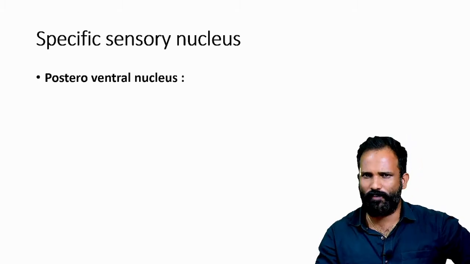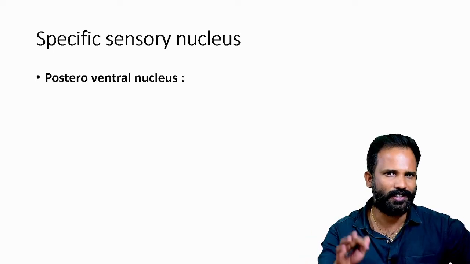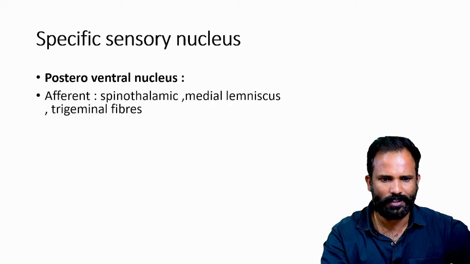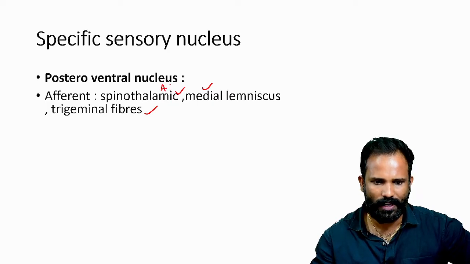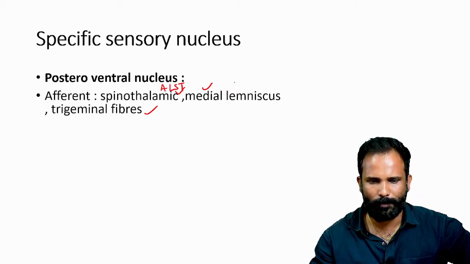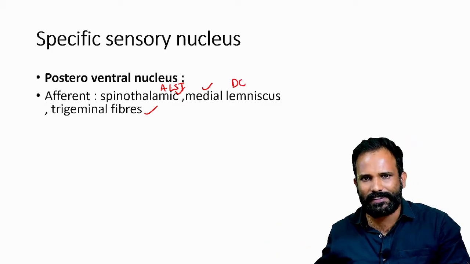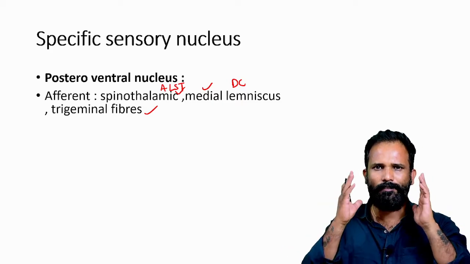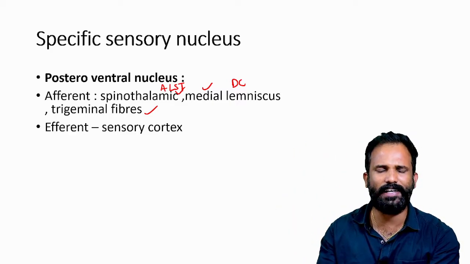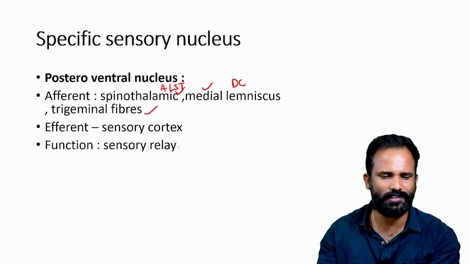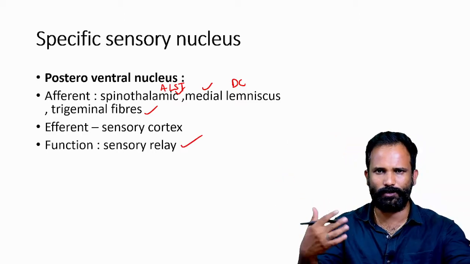Now the ventral posterior nucleus, which we already mentioned, receives information from the spinothalamic tract, medial lemniscus and trigeminal fibers. So the anterior and lateral spinothalamic tracts, the medial lemniscus carrying dorsal columns, and trigeminal fibers carry the sensory information from the body and face. Now where should they go? To the sensory cortex. So the efferent is the sensory cortex and the function is simple: sensory relay. These nuclei relay that sensation to their respective cortices.